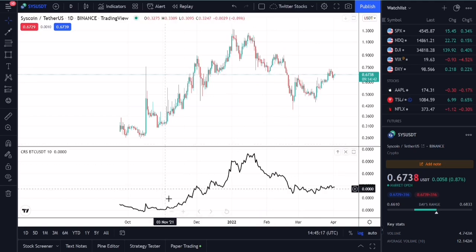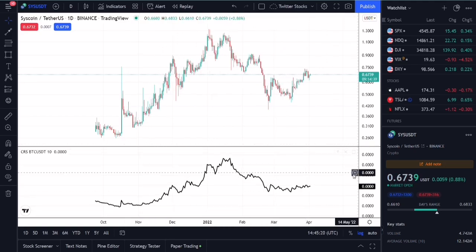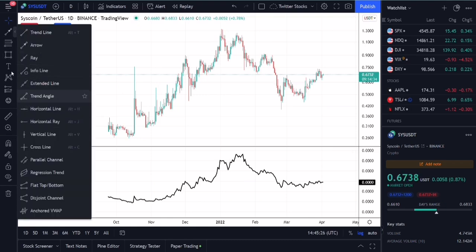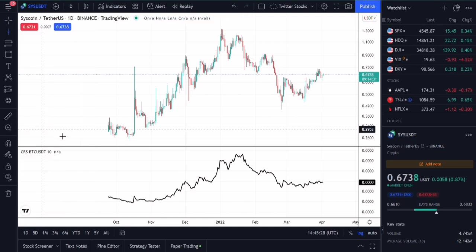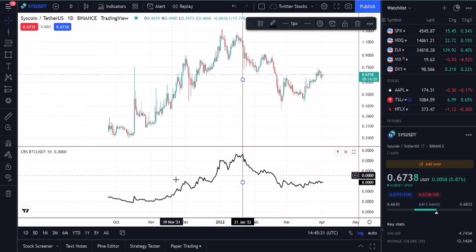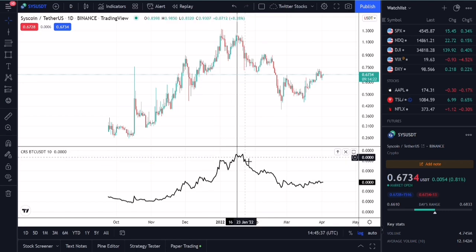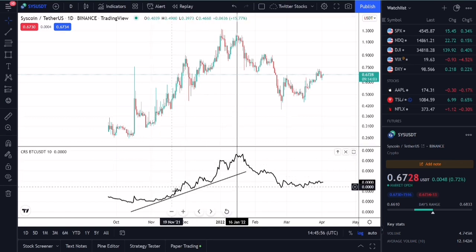Now one thing I would like to show you guys is obviously the price action until this peak. Let me highlight this over here, at the peak over here. You can clearly see that the RSI, the relative strength line, has been moving higher overall until the start of 2022.